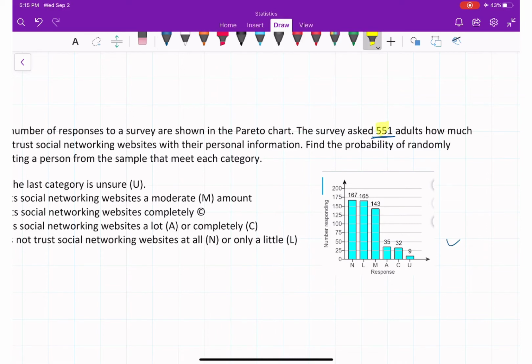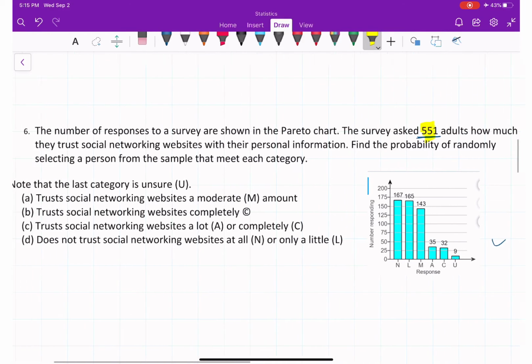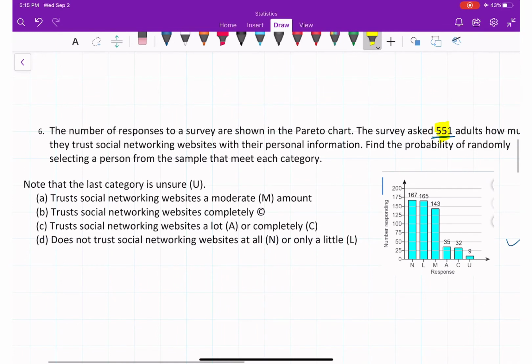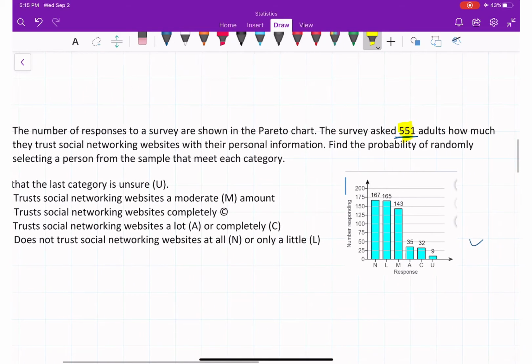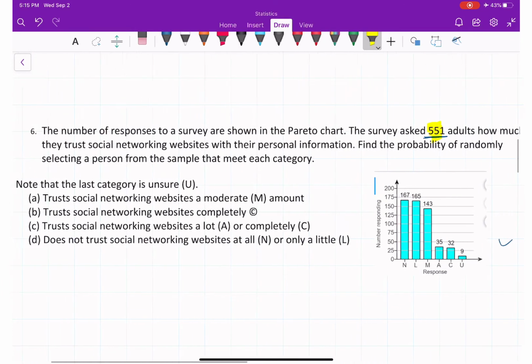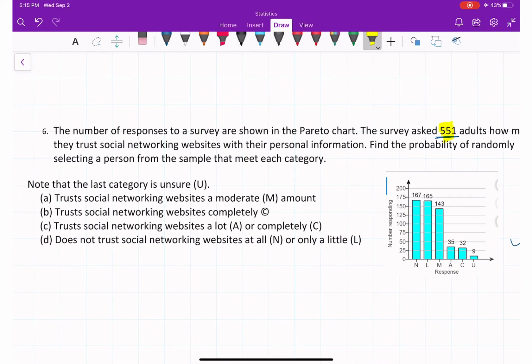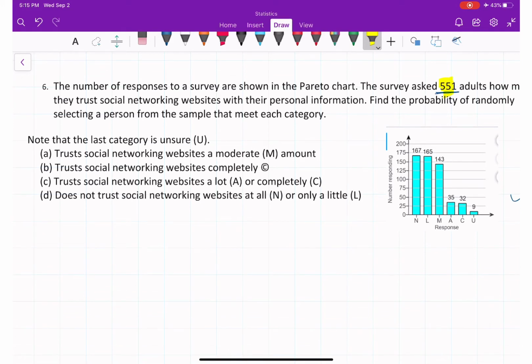how much they trust social networking websites with their personal information. Find the probability of randomly selecting a person from the sample that meets each category. A, trust social networking websites a moderate amount. So a moderate amount, so it's an A.